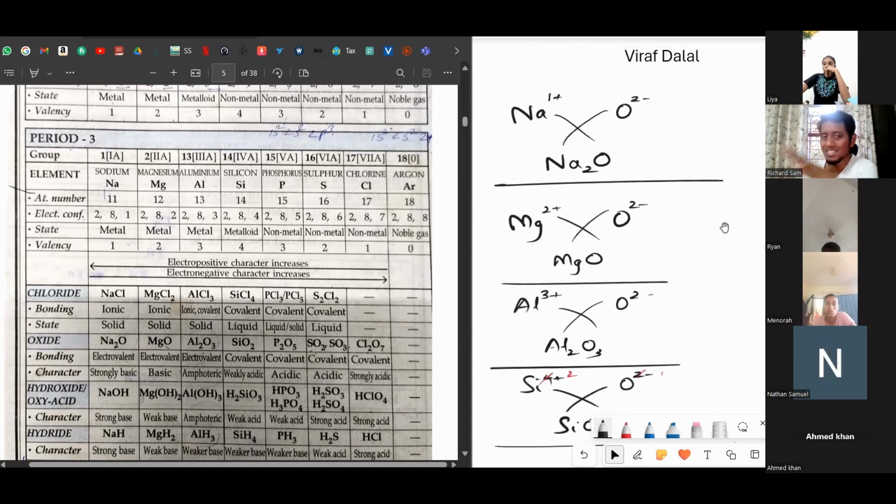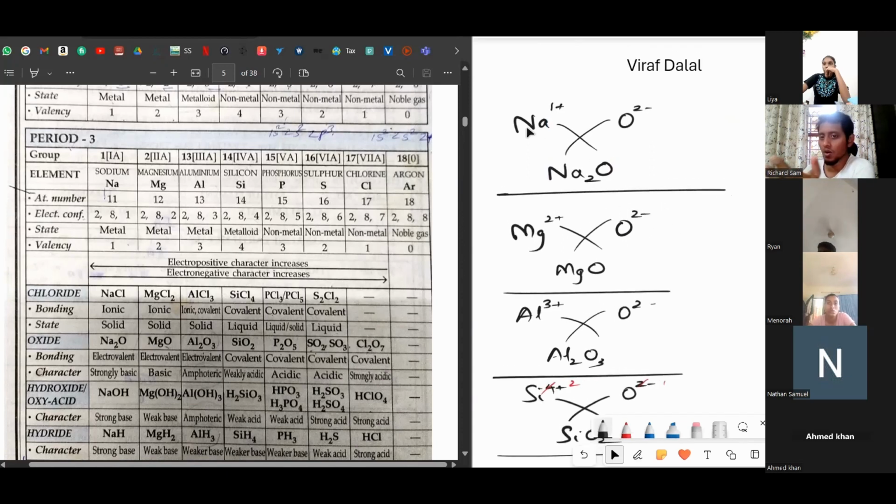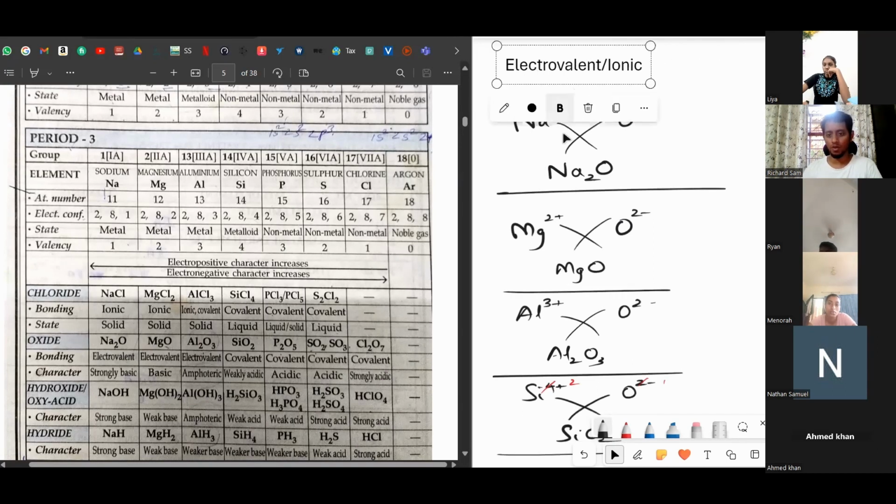Okay. In your second chapter, you'll be learning that in detail, but you've already learned that same chapter in 9th standard. Do you remember ionic compounds and covalent compounds? All these metals with non-metals, what do we call these compounds? Ionic or electrovalent compounds. All what we have written here are electrovalent or ionic.